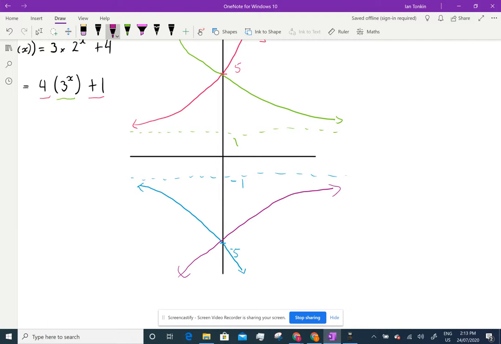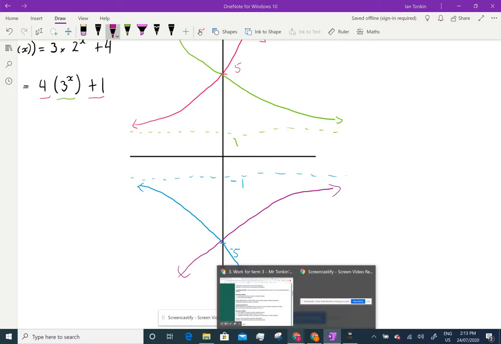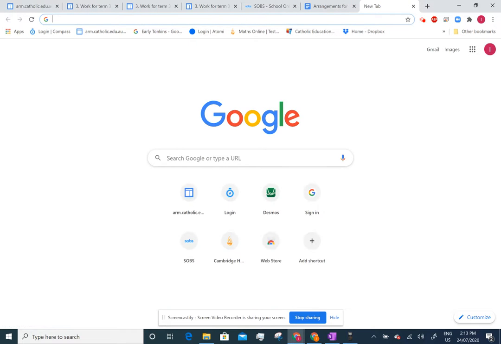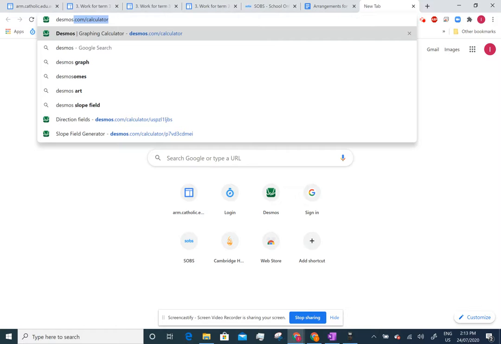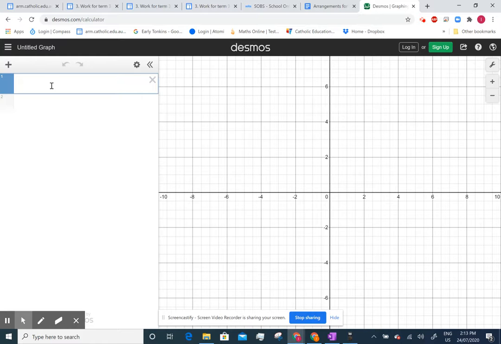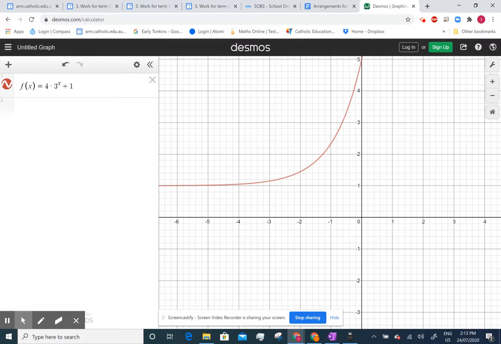Now, you can check by putting values in and subbing them in, but the other way you can check is by going to Desmos. And Desmos is so good. So we'll type in Desmos. And if we define this as f of x rather than going y equals, and what was it? It was 4 times 3 to the x plus 1. And you can see it there.